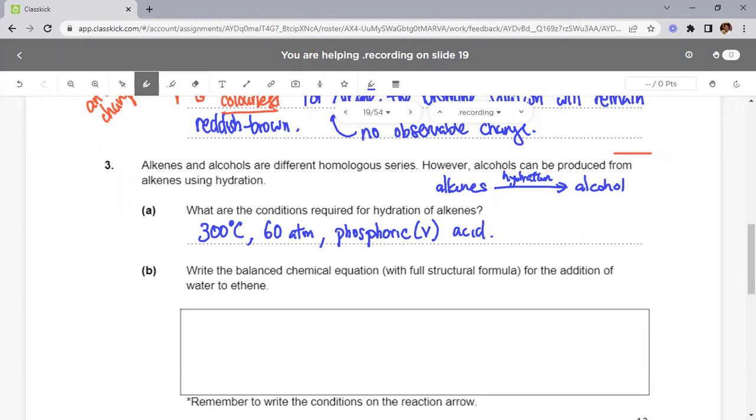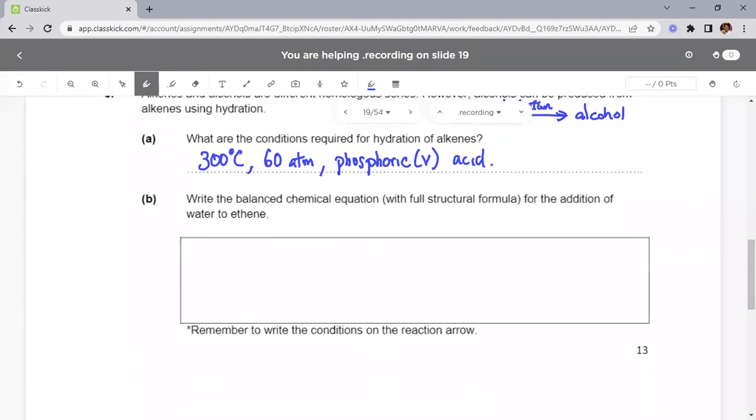Now, what happens during the hydration of alkenes? We're going to do the addition of water, actually steam, to ethene. Sorry, let me use red to be consistent with the color scheme. So ethene, C double bond C. I put my H on the top and at the side. I'm going to add steam here, which is water.